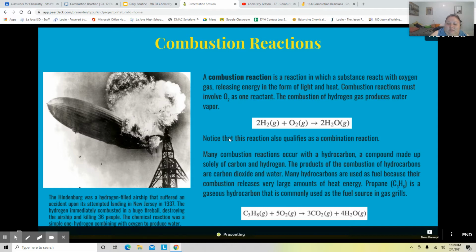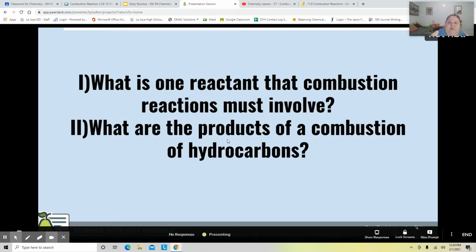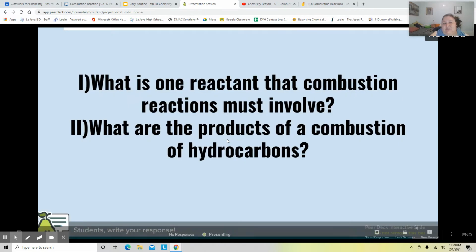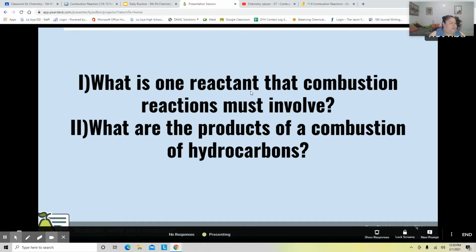Okay, but let's continue. Remember, you have the first part of the question, and it's asking: what is one reactant that combustion reactions must involve? What's the one reactant that must always be present in order for a combustion reaction to happen? Anybody remember? And it's all around us. It's in the room that I'm sitting in, it's in the room that you're sitting in. What is in the room right now, in all of our rooms, that's part of this type of reaction? And I got one person writing. Thank you.